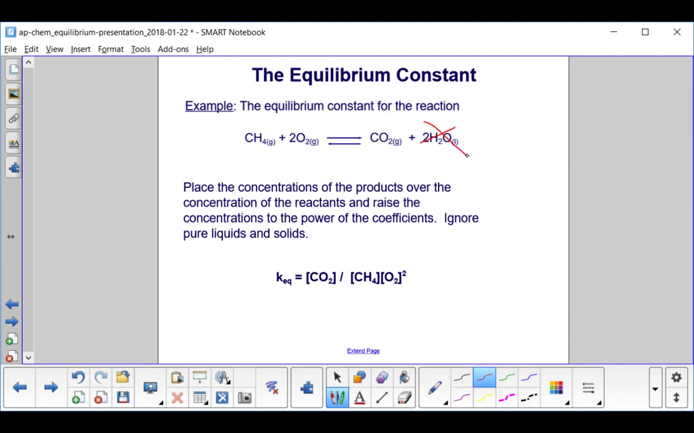So products over reactants, so we should have the concentration of CO2 on the top, which we do, divided by the concentration of our two reactants, concentration of CH4 times concentration of O2, and then we should see an exponent of 2 on our oxygen, which we do. So the concentration is raised to the power of the coefficient. So here's our equilibrium constant for this reaction.